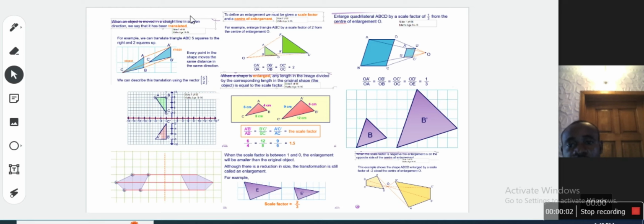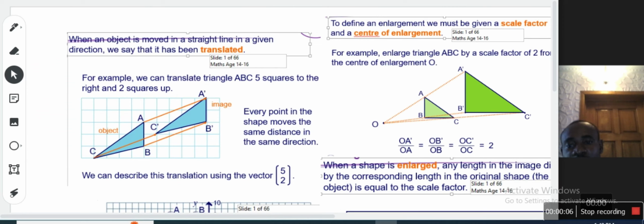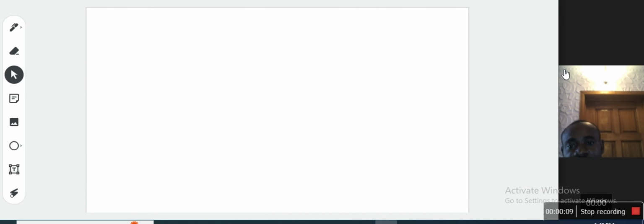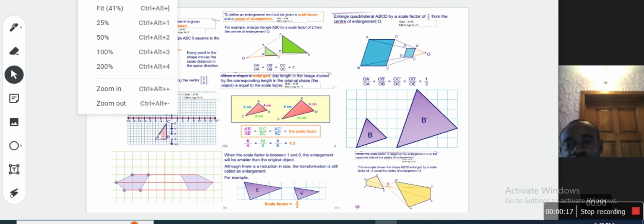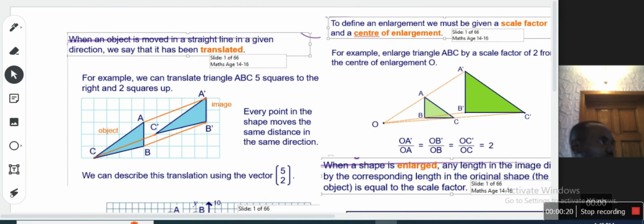About transformation. What does it mean to transform something? Transform is an English word. It usually goes together with vectors, so sometimes you see vectors and transformation. That's why I started with vectors. So what does it mean to transform something? To change something.